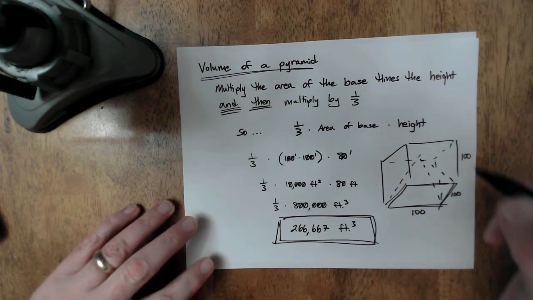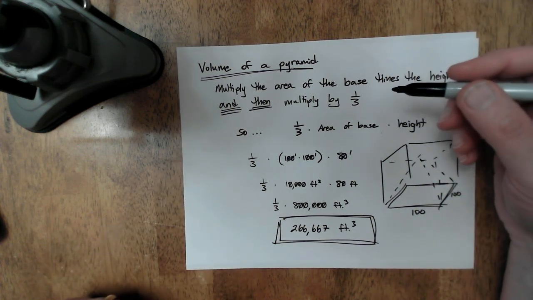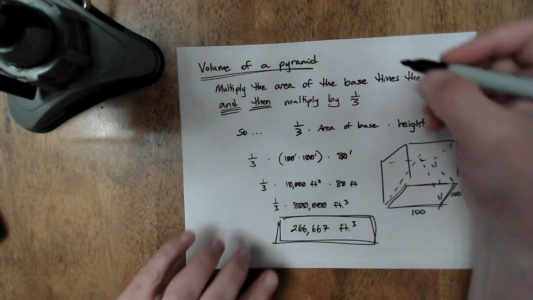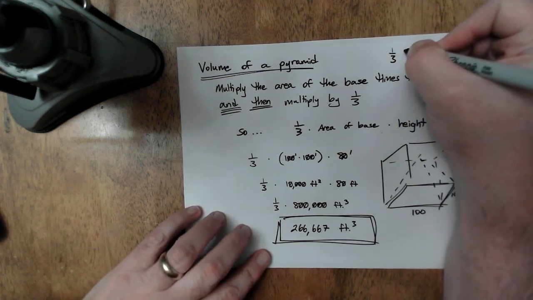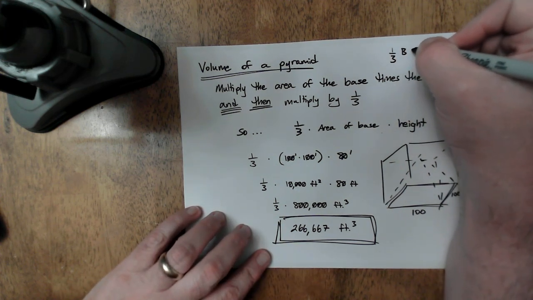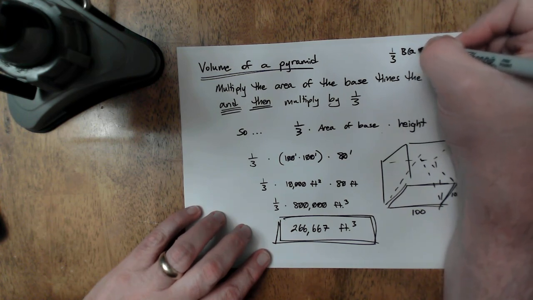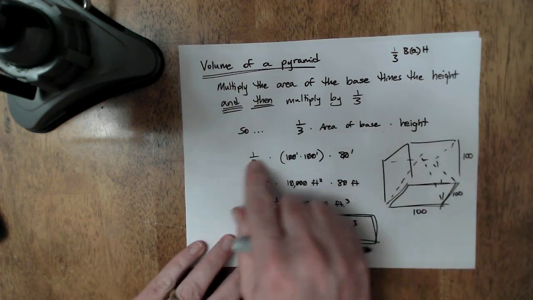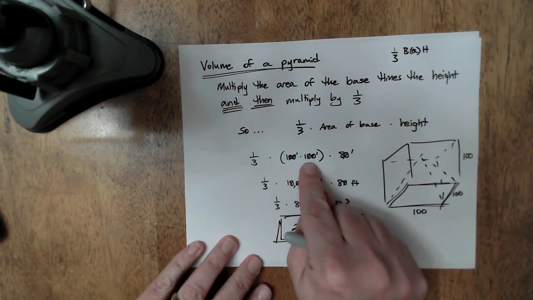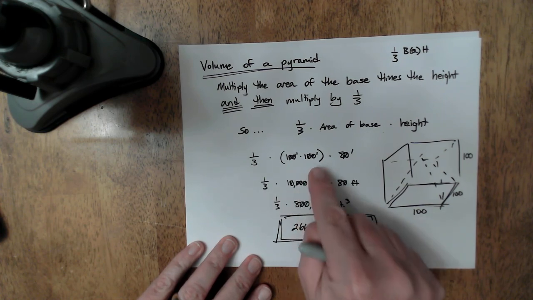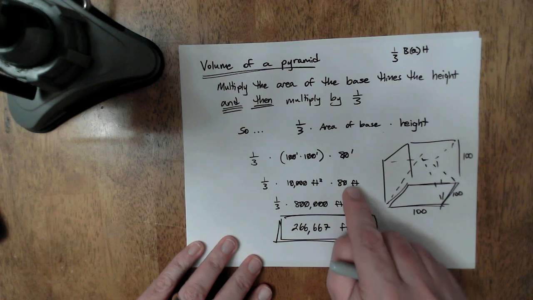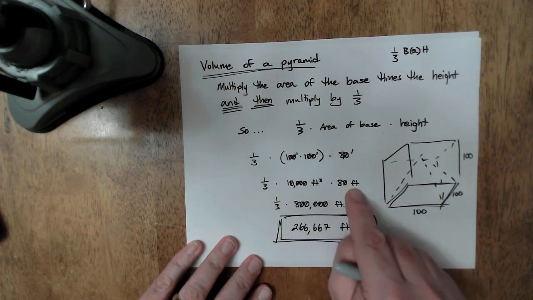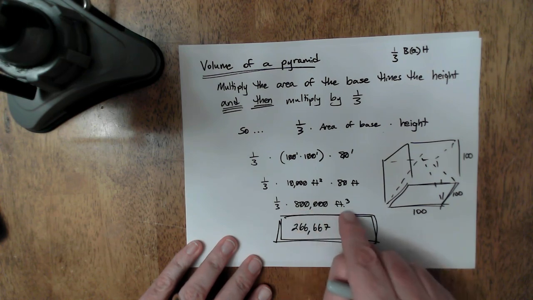So the formula is the area of the base times the height times 1/3. Or you could say 1/3 base area times the height. So we take the area of the base, which is 100 times 100. That gives us 10,000 feet squared. The height of the pyramid is 80 feet. So now we take the 10,000 feet squared, multiply it times 80 feet, and we get 800,000 feet squared.